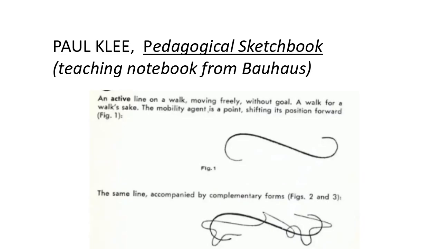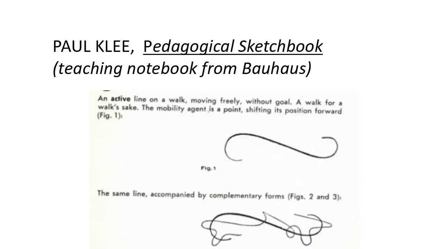Paul Klee taught at the revolutionary German art institution, the Bauhaus, and it was in this context that he talked about the line and that he encouraged students to explore with the line in the way that he did. Here are some notes from his sketchbooks which he used to help him with his teaching.